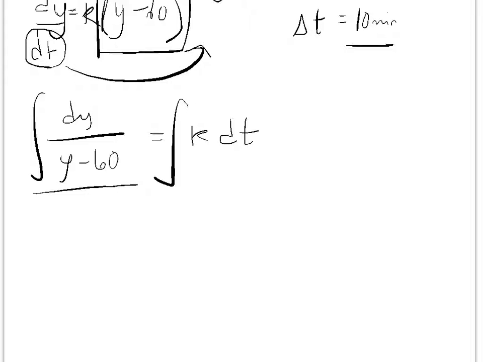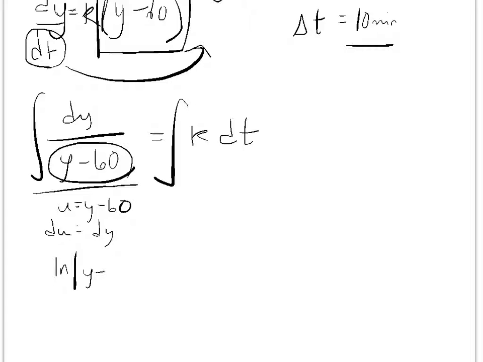So dy over y minus 60, what kind of integral does that look like? Oh, the natural log, right? So the bottom is our u. What would our du be? Just dy, okay? So our integral will just be natural log of the absolute value of y minus 60. On the other side, we have k dt. K is just a constant, so the integral is going to be kt plus c, all right?